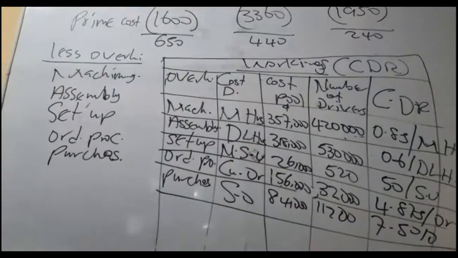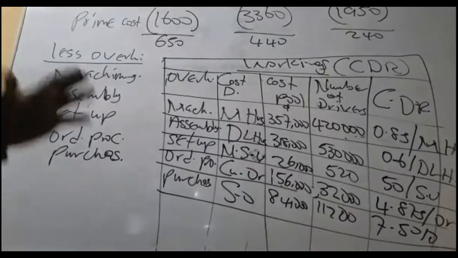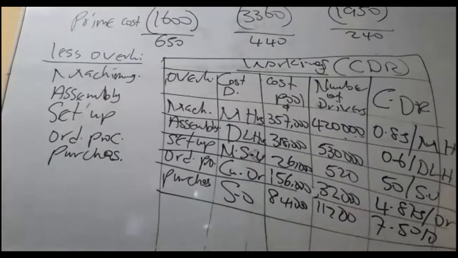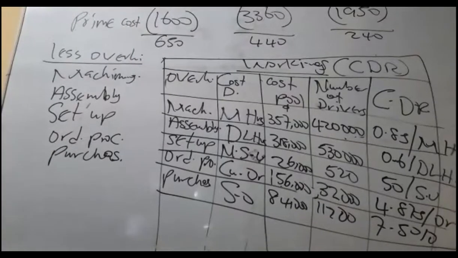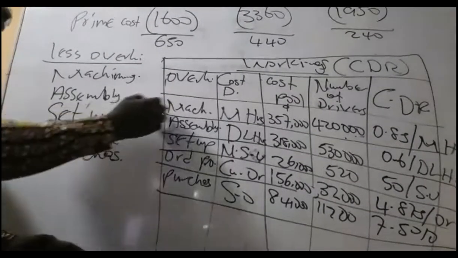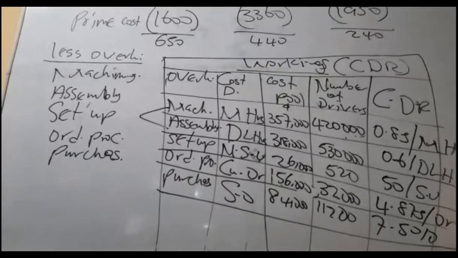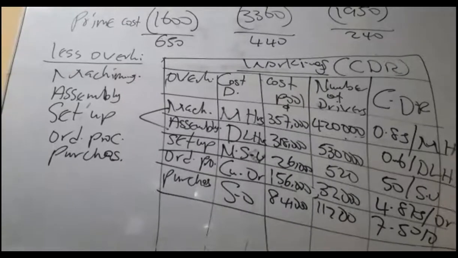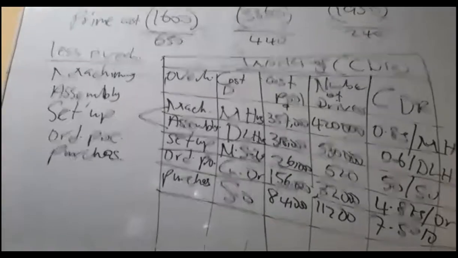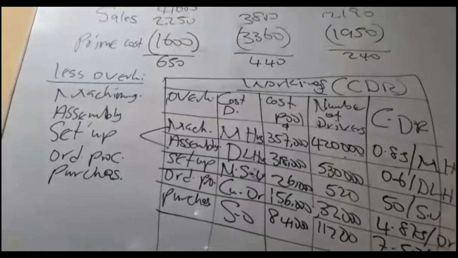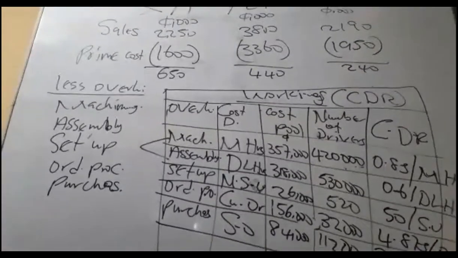Now we have to go in and absorb. This is the workings, and the final answer comes in. How do you do the absorption? Those that come with machine hours and labor hours move in the same direction. Okay, so I'll do the very first one. Let me go to the question.